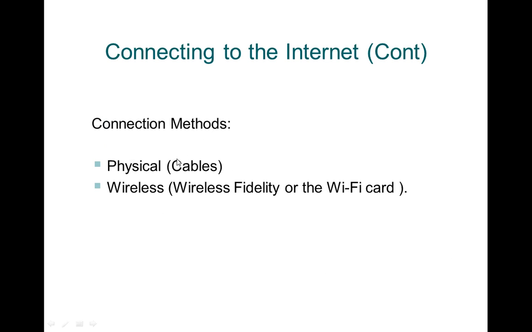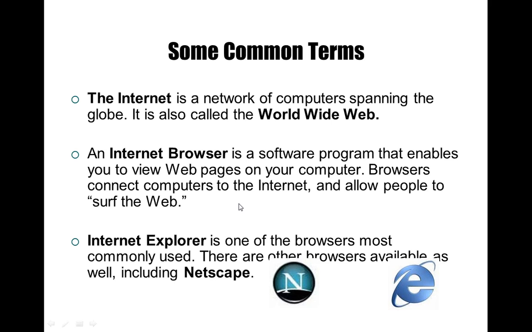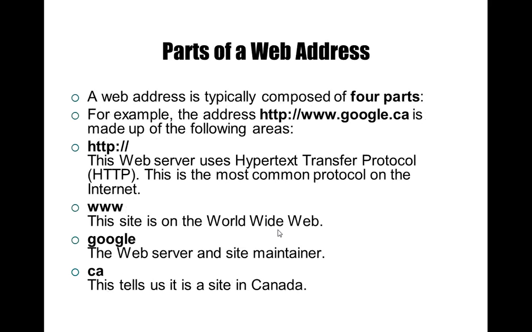These are the connection methods like physical, wireless. We can use the wireless methods as wireless fidelity, Wi-Fi, or access point. There are some common terms like internet, internet browser, Netscape, and Internet Explorer. This is a diagram for Netscape. For Internet Explorer, what is the website? What is a web page? Multiple links are available for a web page. There is a home page. Different computers can have a different home page.